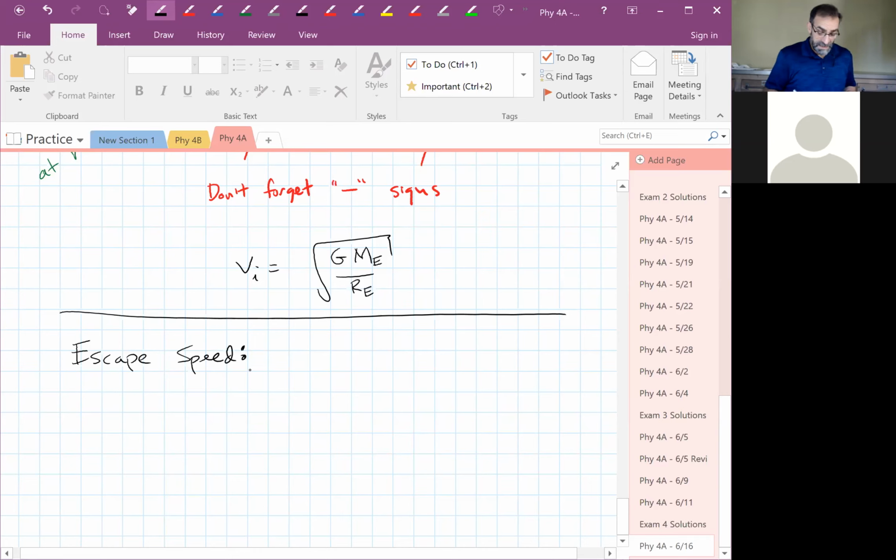What does that mean? Escape speed means that our object comes to rest just as it gets to infinity. Does that make sense? If it stopped before it got infinitely far away, there'd be a little bit of gravitational force acting on it, pulling on it, and it would eventually end up coming back to the Earth. So for escape speed, we want V final to be 0 at r equals infinity.